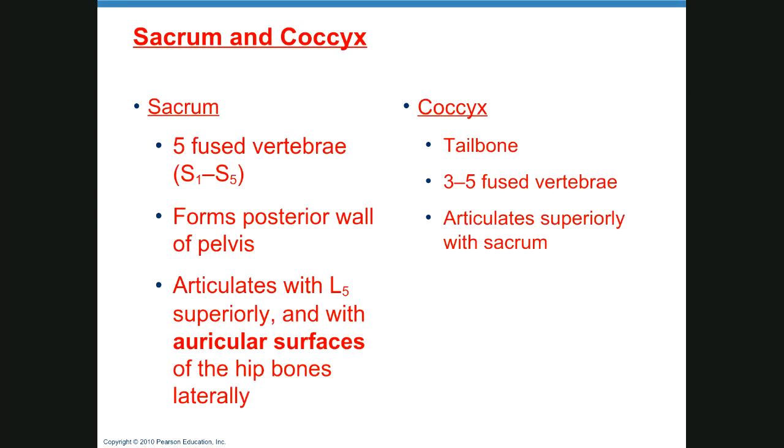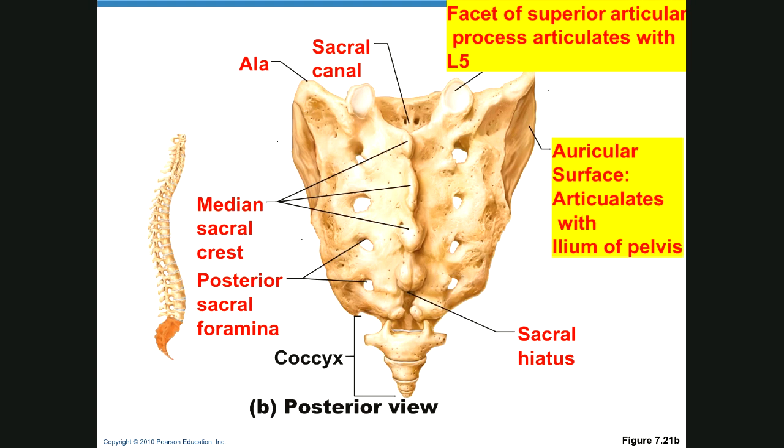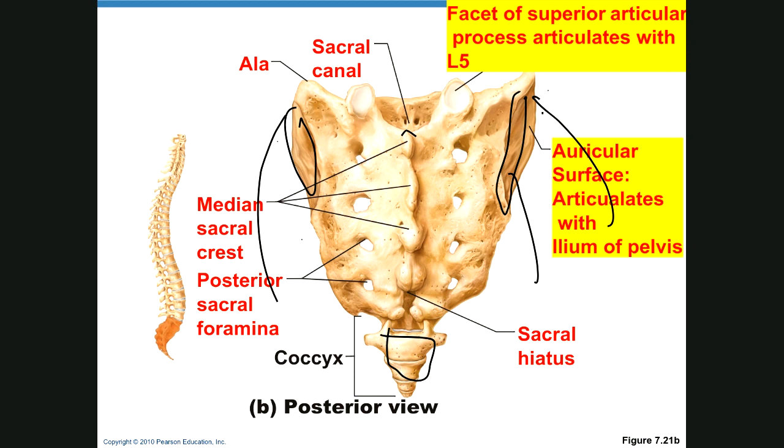The sacrum is made by about 5 fused vertebrae, and it articulates superior and laterally with the hip bones. The coccyx is the tailbone. It is also made of 3 to 5 fused vertebrae. It articulates with the sacrum superiorly. So this is the sacrum, and this smaller bone here is the coccyx. Notice this articular surface, which is going to allow for the pelvic bones to attach to the sacrum via the articular surface.